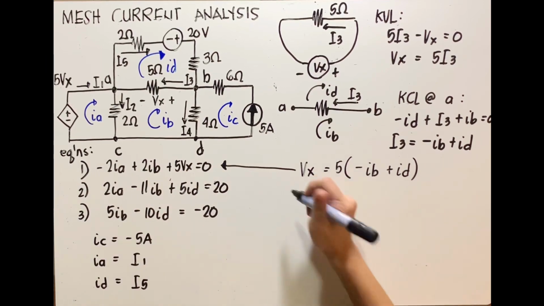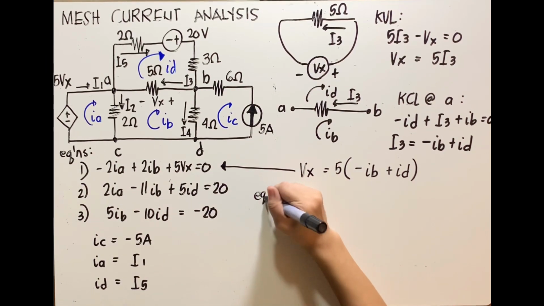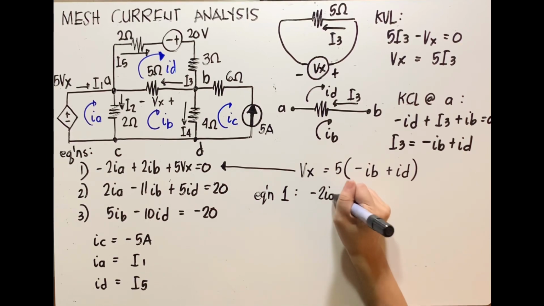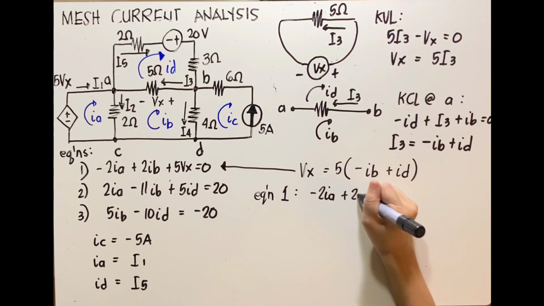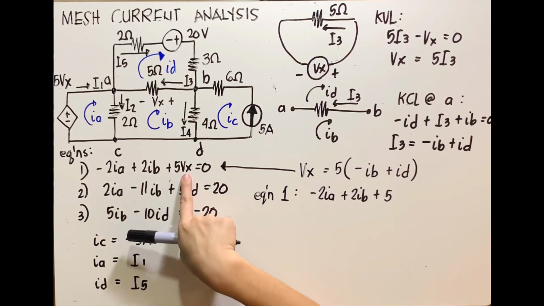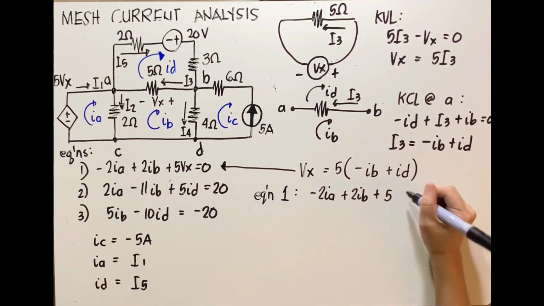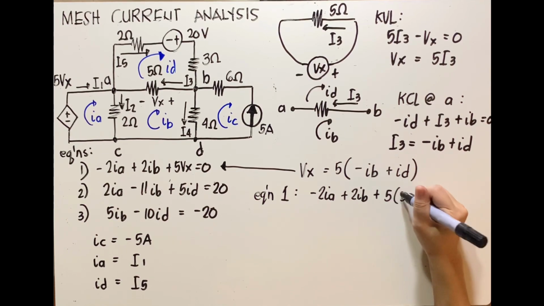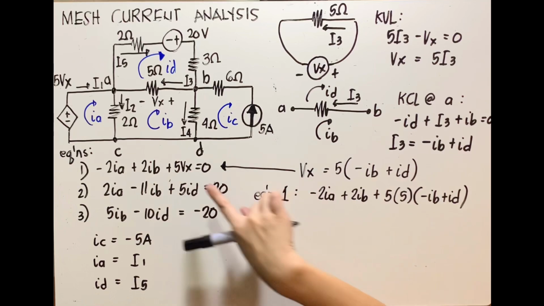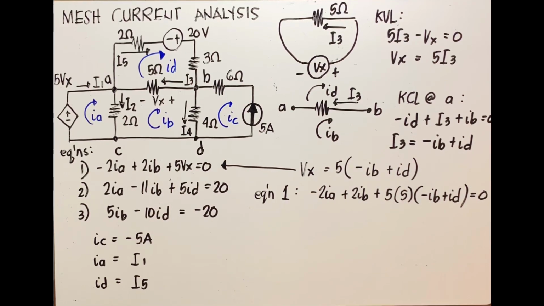So, mangyayari is, your equation 1 now becomes negative 2IA plus 2IB plus 5 times Vx. Where Vx is equal to this. Where Vx is equal to 5 times negative IB plus ID, and then equate that to 0. Okay, and then we'll simplify.